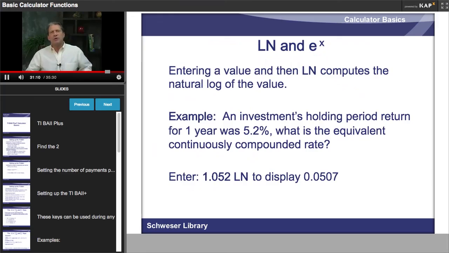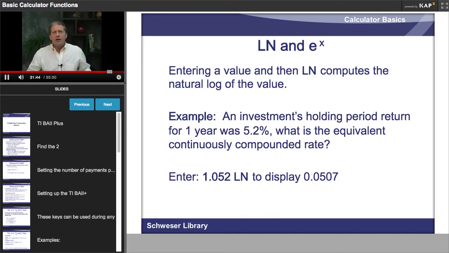A couple more keys for you that come up not real often, but sometimes. Entering a value and then hitting the ln, that's the natural logarithm, computes the natural log of that value. And how might we use this in finance? Well, if we have an investment, we say its holding period return for 1 year was 5.2%. What is the equivalent continuously compounded rate of return?